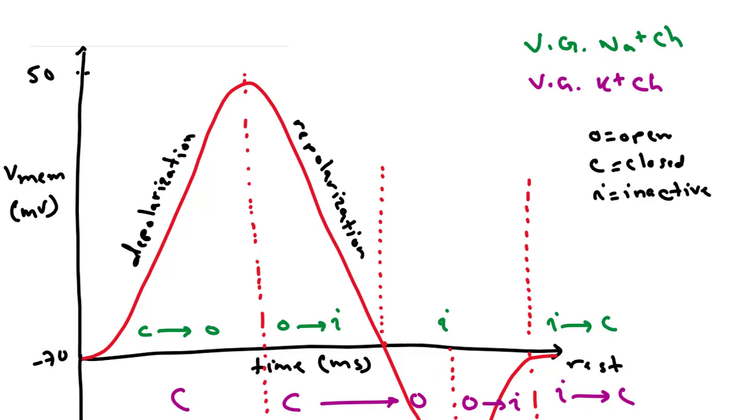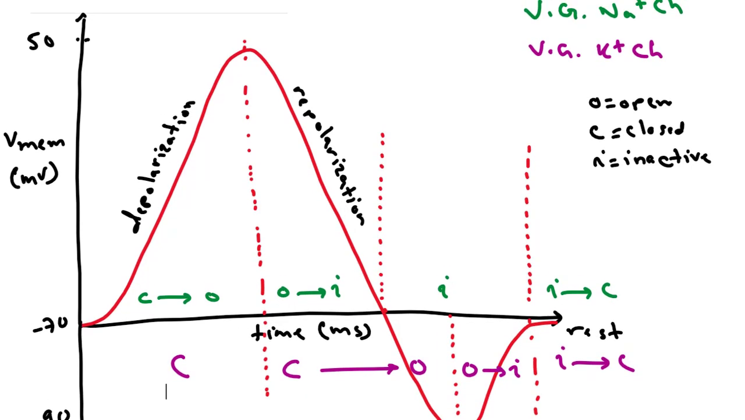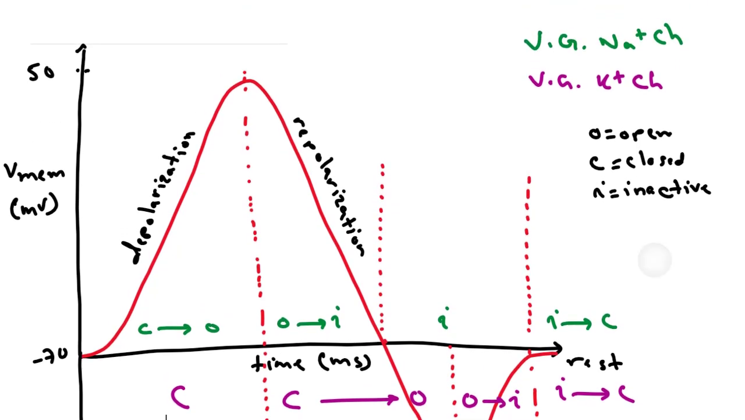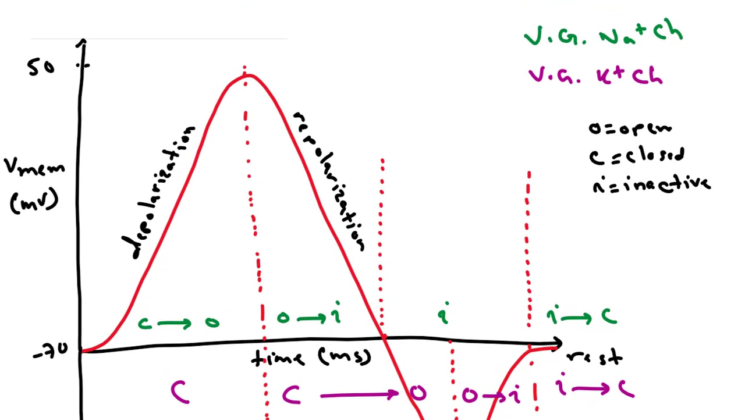Okay, before continuing, I wanted to go over the action potential a little bit more. I drew this, and this is a picture of an action potential. We have our voltage-gated channels, their states being shown in green. And in purple, you have the voltage-gated potassium channels. You have O for open, C for closed, and I for inactive.